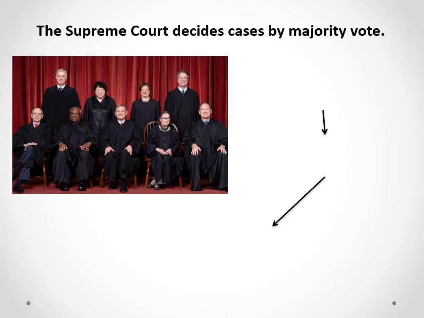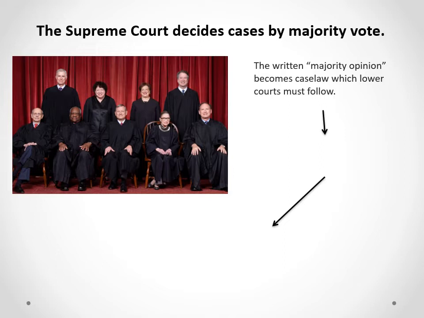So the Supreme Court decides cases by majority vote. And this written majority opinion becomes case law, which the lower courts then must follow. A majority vote means that you have to convince at least five of the nine justices that your side is in the right. Okay.